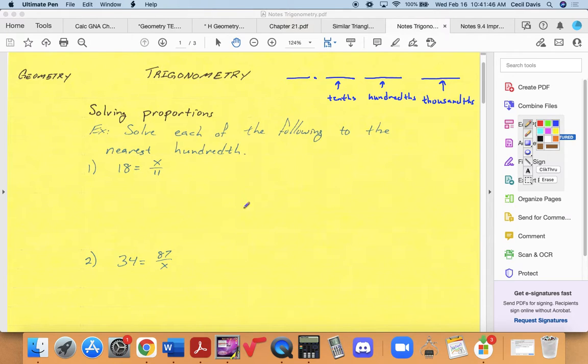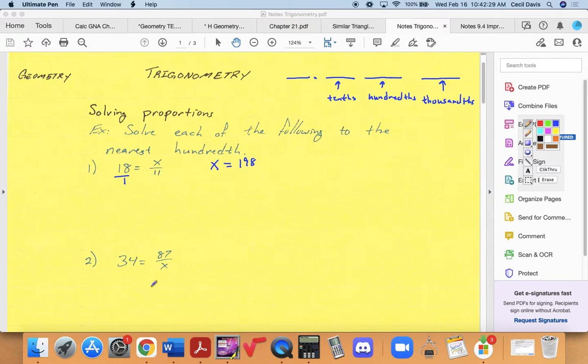Okay, so let's do this. For this particular one, although it doesn't look like a fraction, what is 18 as a fraction? 18 over 1. So we'll cross multiply. 1 times x is x. 18 times 11, you can use your calculator, is 198. This is the easiest kind, and you will have a few like this to practice, where what's across from the variable is just a 1. But it's not always that way.